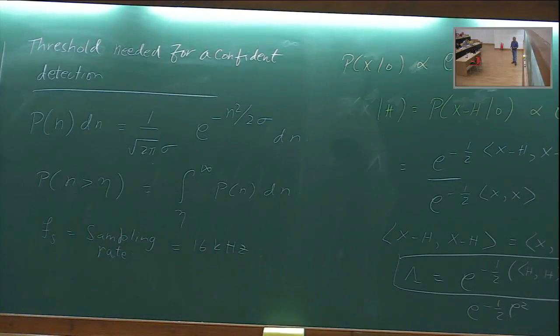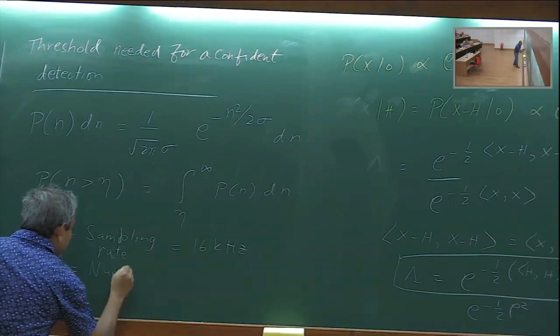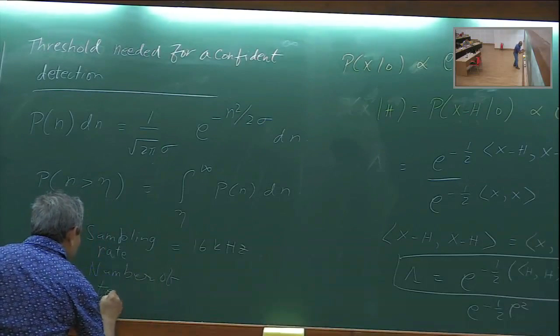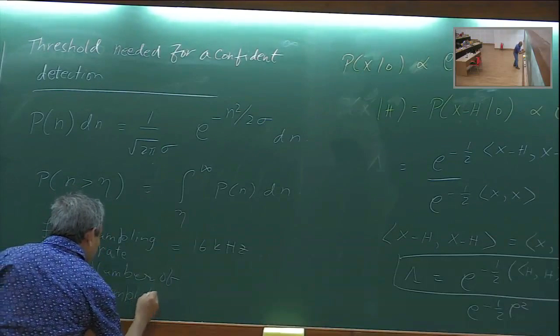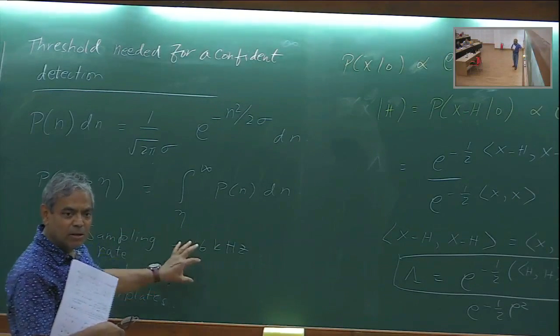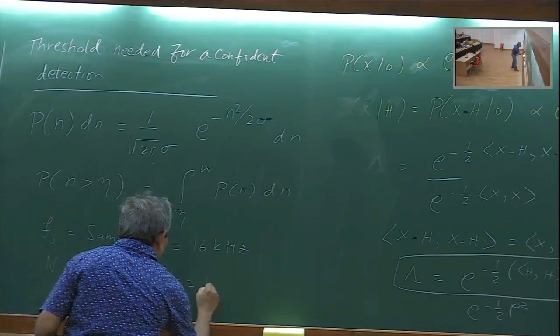Next, I'm using something like 10 to the 4 templates, or 10 to the 5 templates. The number of templates that I use is n, and there are this many number of samples for every one of those sampled data points. So this would be of order about 10 to the 5.